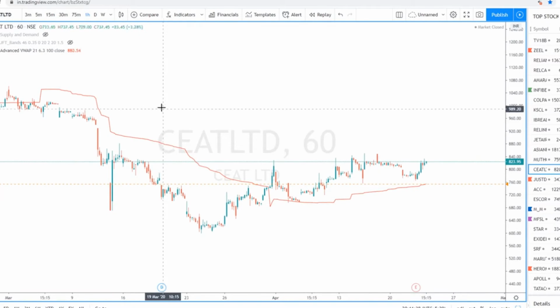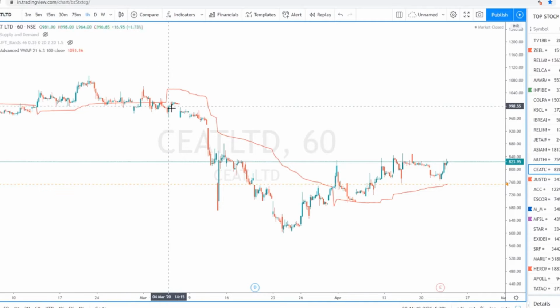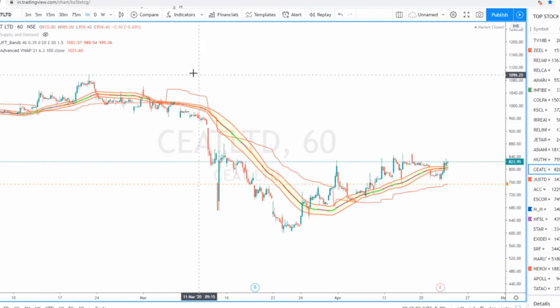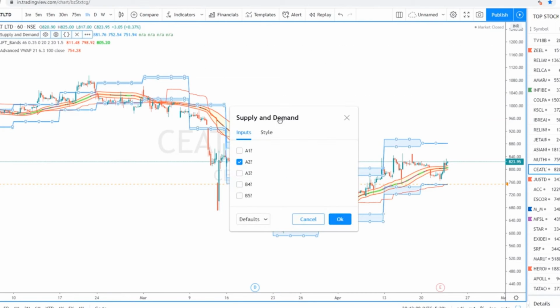The first rule is, when you are going short, the advanced VWAP should be at the top, and that is when the sell setup starts. Regarding the entry, we are going to use our JFT bands additionally, and apart from that, we are also using the supply and demand A2 zones, which form every week.